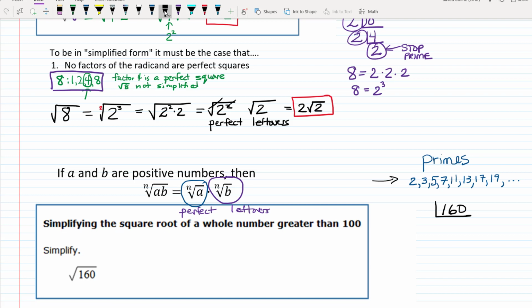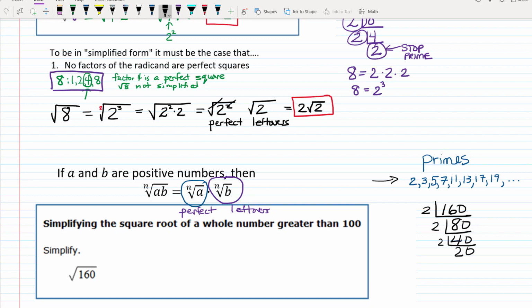I've listed some primes so that we can check them off as we go, and make sure that when we divide and our result is a prime, we know to stop. So I like, when I have an even number, to start with a 2. You don't have to, but I like to go in numerical order. 2 goes into 160 80 times. 2 also goes into 80, so I'll divide it again. It goes in 40 times. 2 also goes into 40.